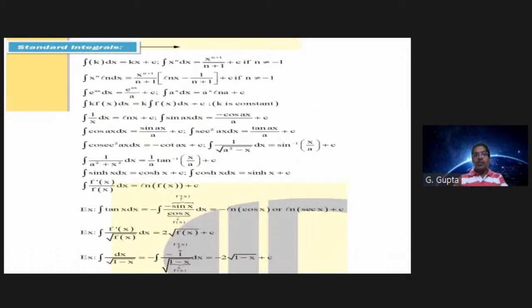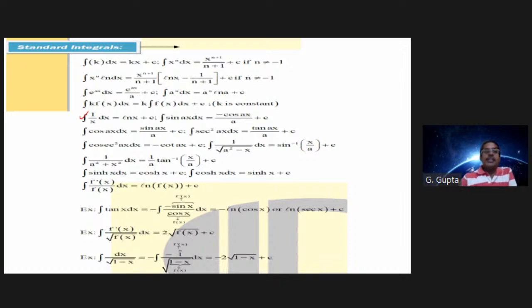Okay, we'll go to standard integrals, that is formulas. Integral of constant dx, k is a constant. Constant into x plus c, indefinite integration. Integral x raised to n dx is equal to x raised to n plus 1 upon n plus 1, if n is not equal to minus 1, generally denominator not equal to 0. Suppose n is equal to minus 1, this will become 1 upon x. Integration of 1 upon x is log x. That I have written here.